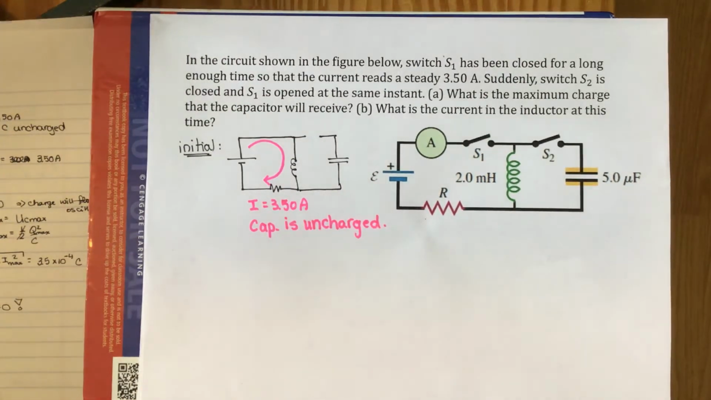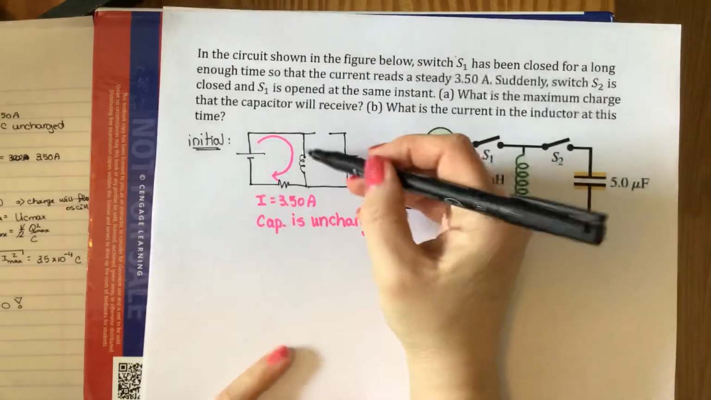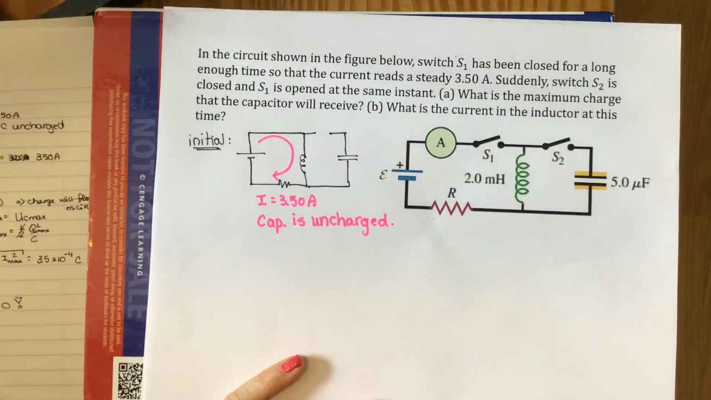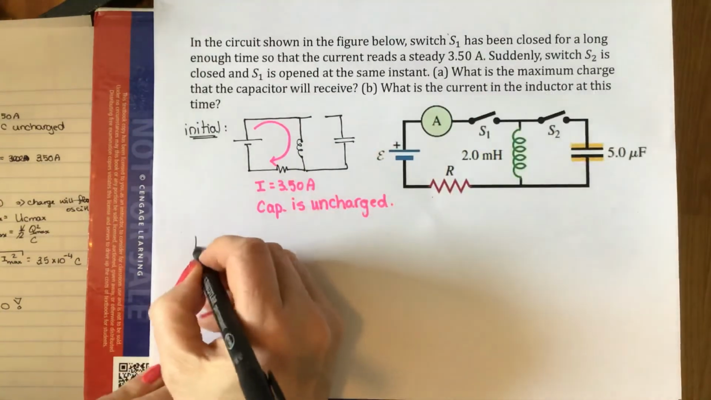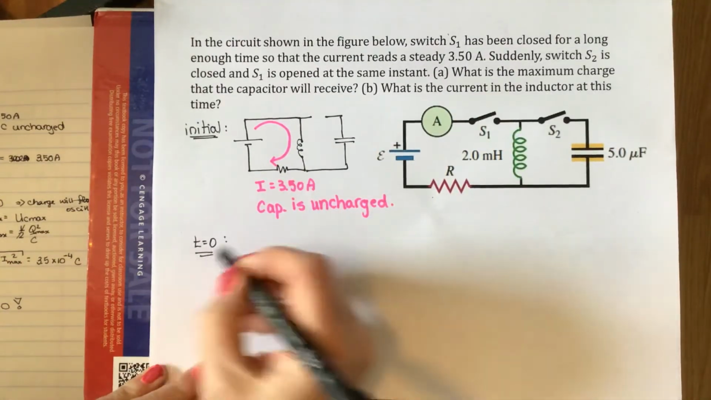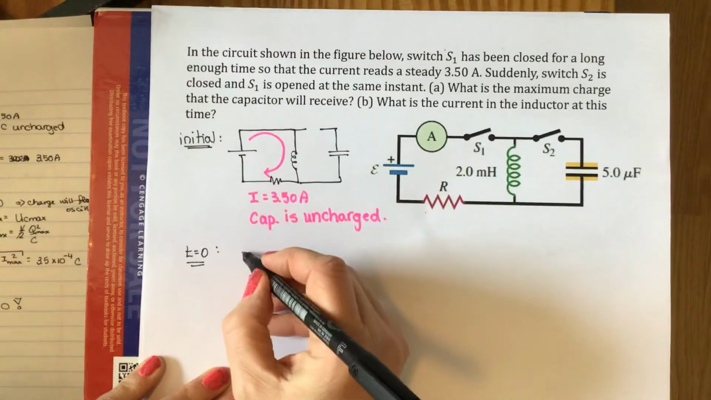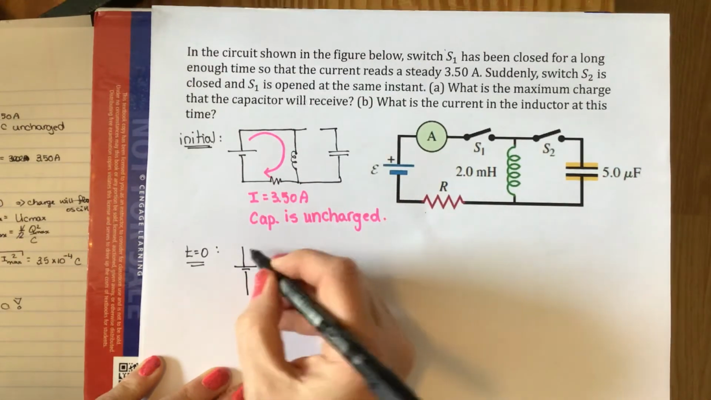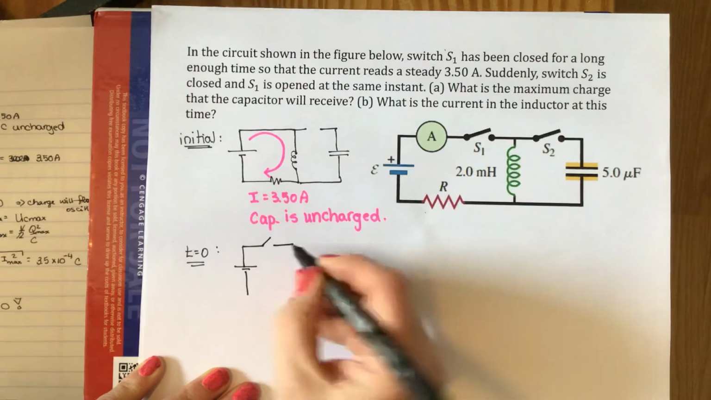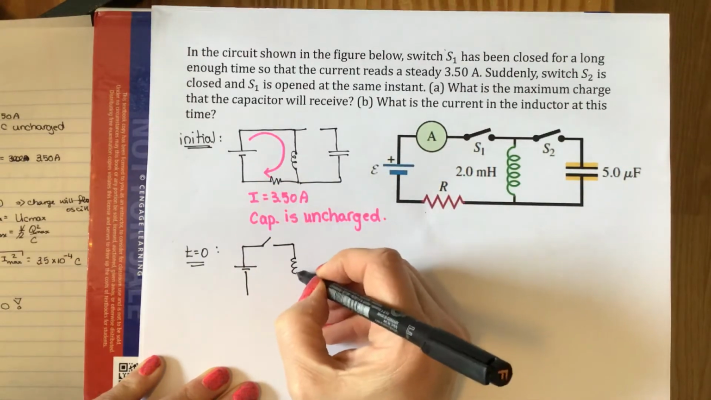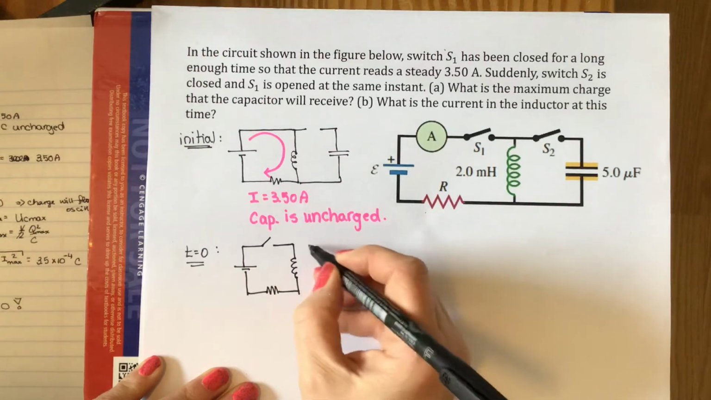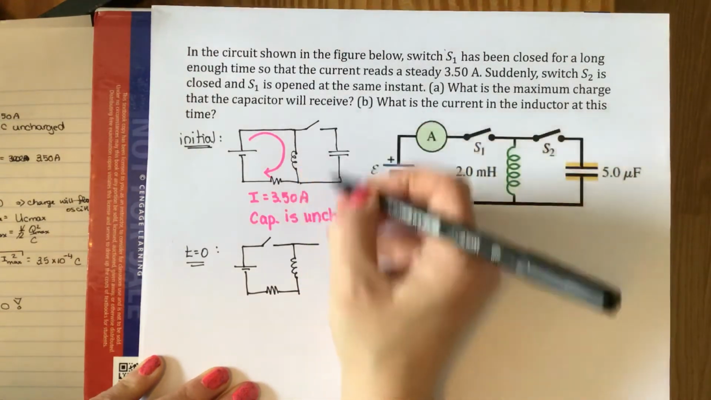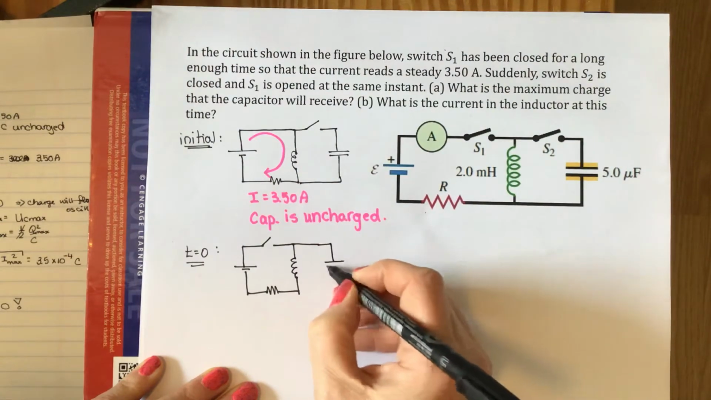So that's what's going on right at the beginning. Of course there's not going to be any potential across the ends of the inductor because it's been closed for a long time and that current is steady. Then at t equals 0, the two switches flip, or they toggle, if you like that language better. So this one opens, we've got our inductor and our resistor there, and now this one closes, so now our capacitor is in the circuit.